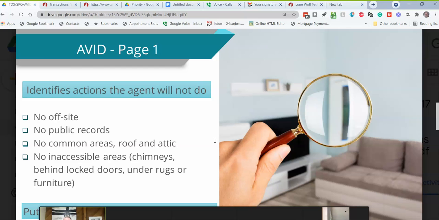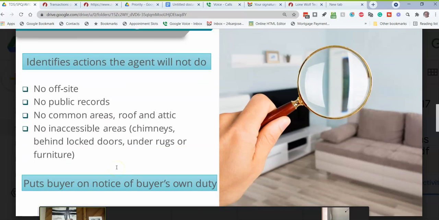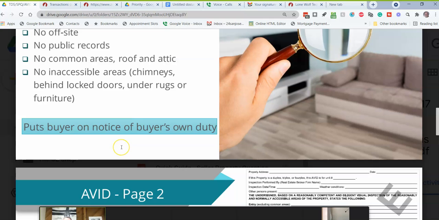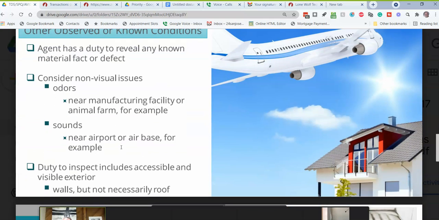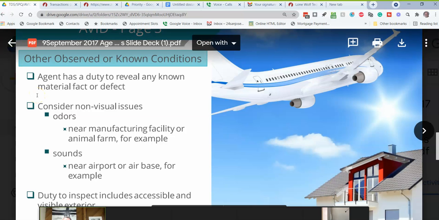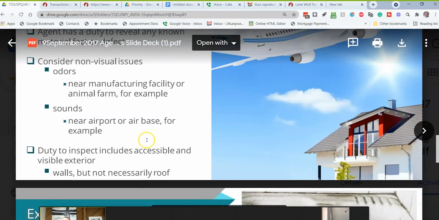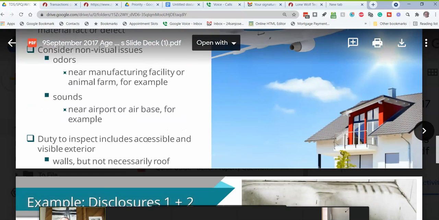I get asked this a lot. What about the common areas? Do I have to look? No. Do I have to climb up the chimney? Sometimes I say yes just because I'm irritated, but no, you don't have to do that. You don't have to look under rugs or behind closed doors. So you could take a look at this. Odors, sounds, any known material defect.